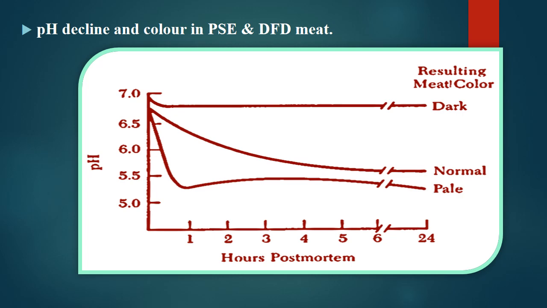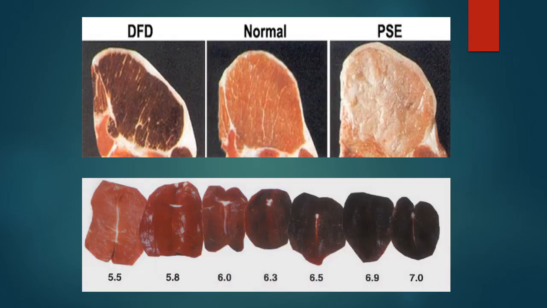So there are three different colors at three different conditions or rates of decline in pH, which of course once again we'll see in the next lecture about the color. Here we can see the color changes. At the middle it is normal, at the left it is DFD, and at the right it is PSE. Similarly, in the bottom diagram we can see pH 5.5, and when it is increasing up to 7, the color is becoming more and more dark. So the ideal point is 5.5.